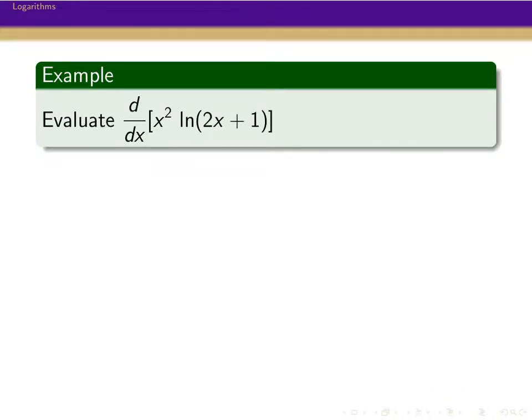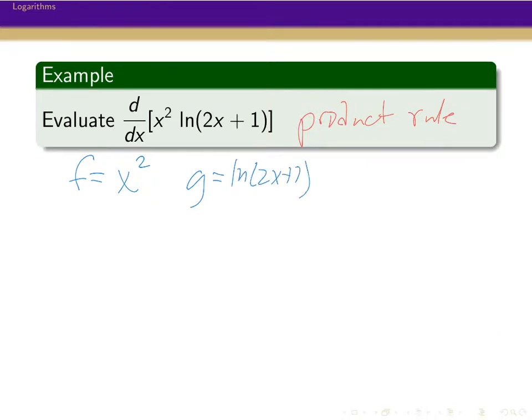Okay, so let's do a practice problem taking a derivative using logarithms. So here we're trying to take the derivative of x squared times the natural log of 2x plus 1. So looking at this, I've got x squared times the natural log of 2x plus 1. So this is a product. And if it's a product, then we've got to use the product rule. Using the product rule, my first function is x squared. My second function is ln of 2x plus 1. Derivative of x squared I can do. That's going to be 2x.